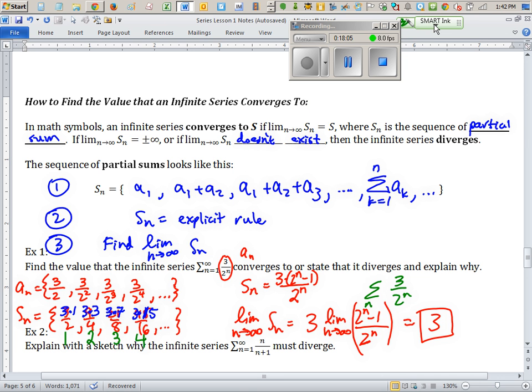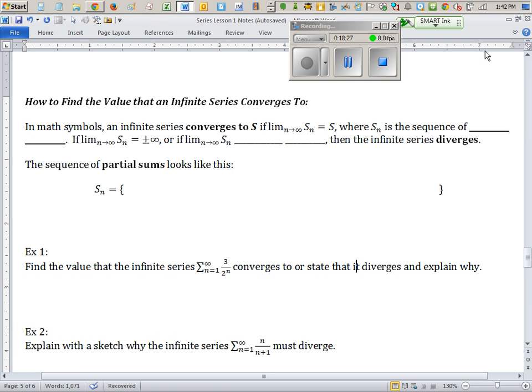Okay, so you can say the sum n equals 1 to infinity of 3 over 2 to the n converges to 3. Sometimes it'll be so hard to figure out the s of n formula that we will have to just simply say it converges and throw up our hands and walk away. It's just going to be that hard. All right? That one was considered easy. Let's try another one.